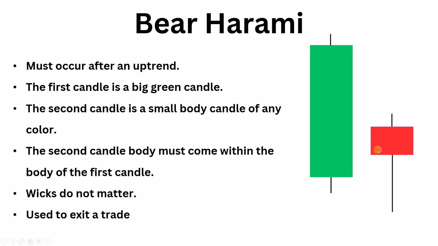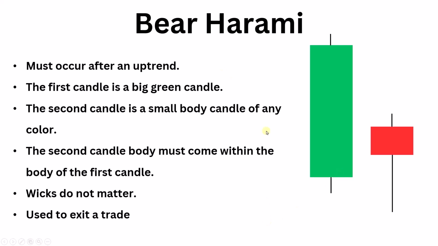Okay. Now the question comes, how small must be the body of the second candle? The body of the second candle must be less than 25% of the first candle. Okay. So this is the first candle, and let us say this is 100%. Then the second candle body must be less than 25%. So if this is 100%, this must be less than 25%. So it must be this small. Okay. This is small. It must be less than 25% of the green candle or the big candle.